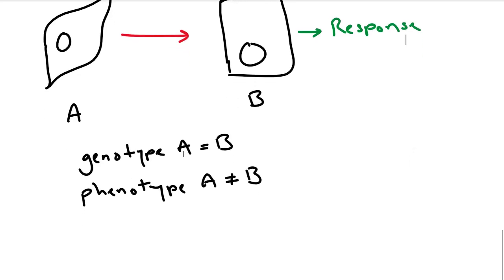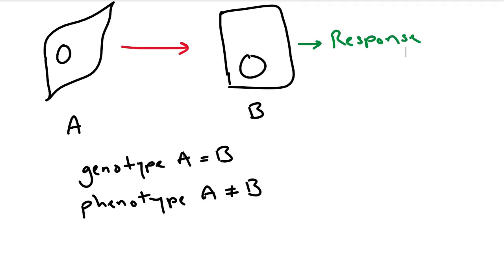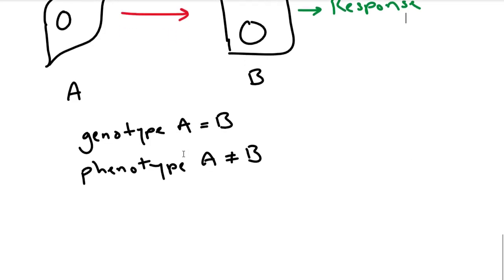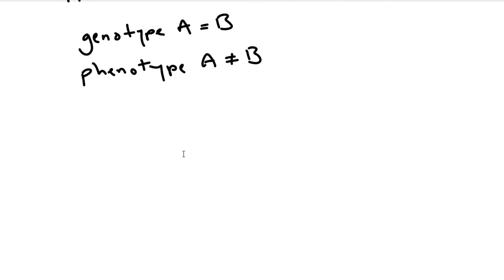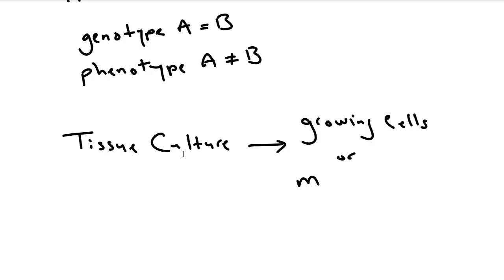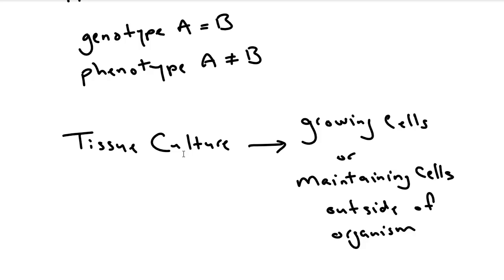So the culturing of these cells, removing the cells from the organism and putting them into a petri dish, that's called tissue culture. Right? So tissue culture is simply growing cells in a petri dish, or maintaining cells. This is typically called the growing or maintaining of cells outside of the organism, an in vitro environment. And when the cells are in the organism, it's called an in vivo environment.